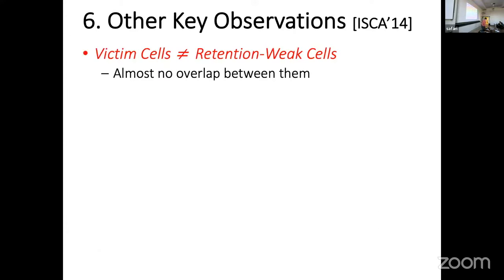Okay. So there are a bunch of other observations that we make in this paper. Victim cells, basically RowHammer vulnerable cells, are very different from retention weak cells. So if you reduce the refresh rate, a cell is vulnerable to errors, right? That's called retention vulnerability. These cells that are vulnerable to retention are very different from cells that are vulnerable to RowHammer because these are very different error mechanisms. It's important to see that. And again, if you're interested, you can talk to Haosong because he has a lot of data related to it.